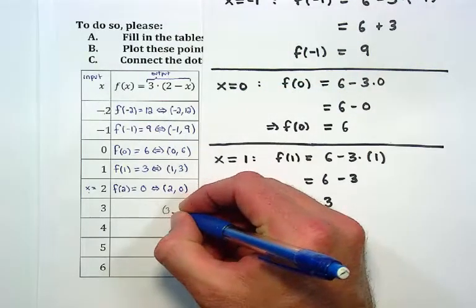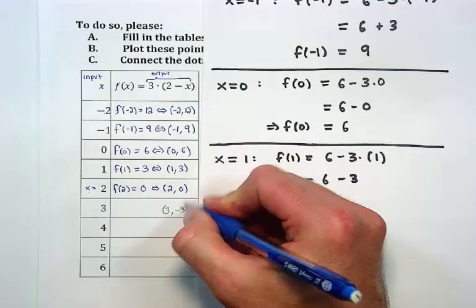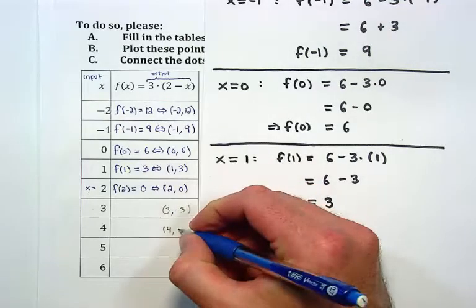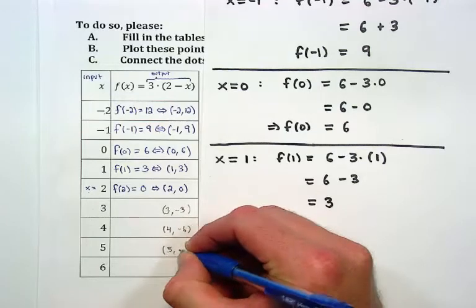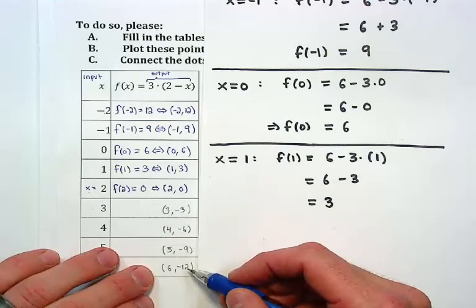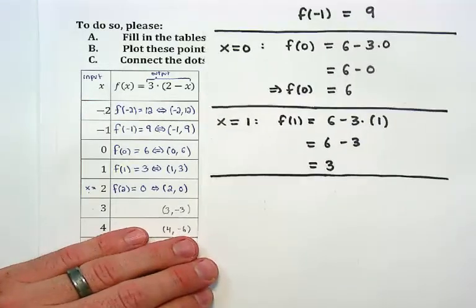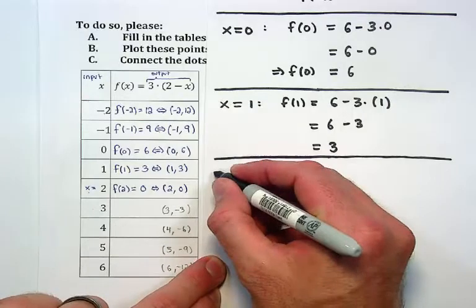I might guess that the next output would be -3, 3 less than the last output. The one after that might be -6. The one after that, I don't know, let's guess -9. And the one after that, -12. However, just because I made the guess doesn't mean I can stop there. I actually have to do some work to confirm.